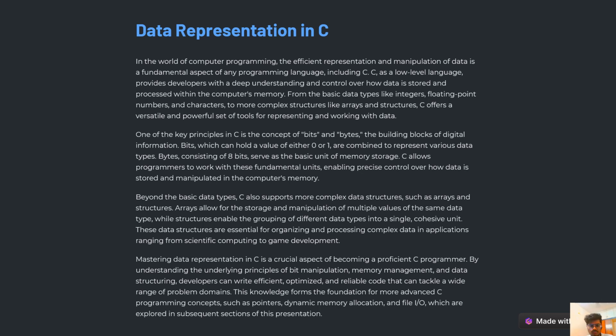Beyond the basic data types, C also supports more complex data structures such as arrays and structures. Arrays allow storage and manipulation of multiple values of the same data type, while structures enable the grouping of different data types into a single cohesive unit. These data structures are essential for organizing and processing complex data in applications ranging from scientific computing to game development.